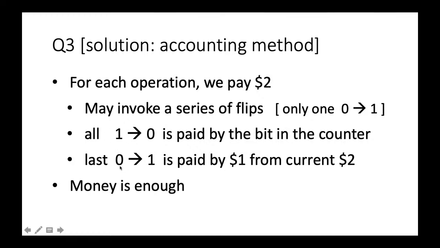And for the last step, when we change it from 0 to 1, we are paying $1 from the money that we have. We have currency $2, right? So $1 is paid by actually carrying out this flipping operation, and then the $1 left is put associated with the 1 bit that is inside this counter. In that case, we will see that the money is always enough to pay for every operation. So each operation will have $2. For N operations, we have order N dollars. So the amortized cost is order 1.